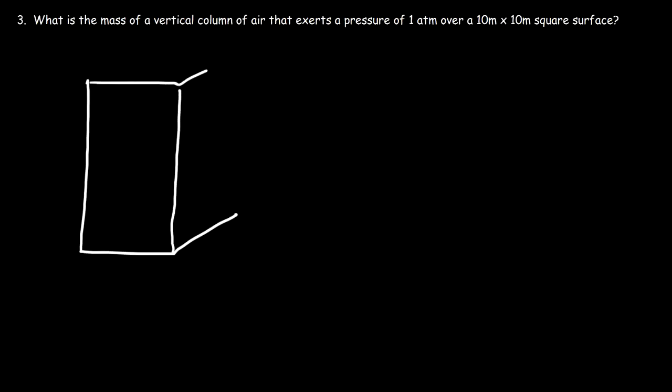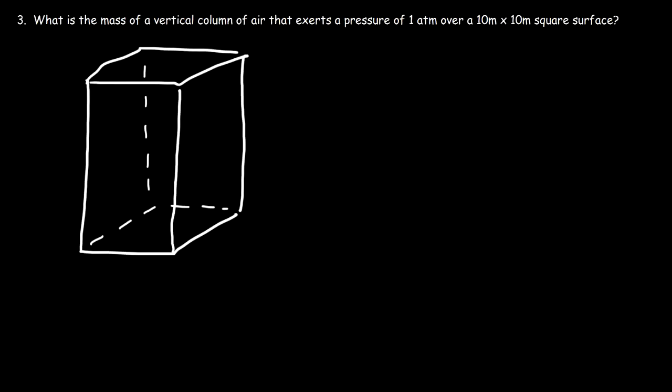As you can see, it's not as high as the other example. Number 3. What is the mass of a vertical column of air that exerts a pressure of 1 atm over a 10 meter by 10 meter square surface? So let's draw the vertical column of air. So this is 10 meters, and this side is 10 meters. And so this is the square surface.